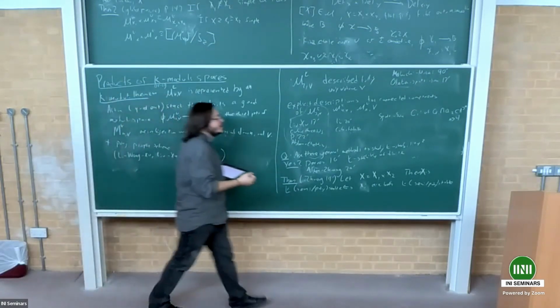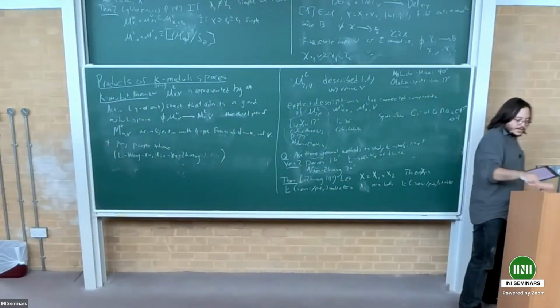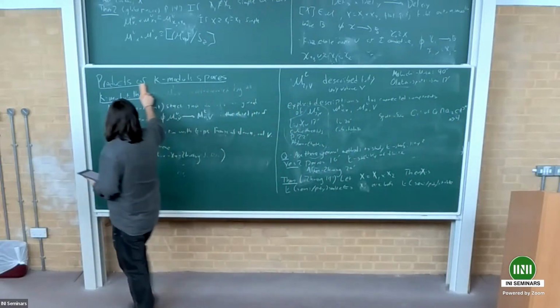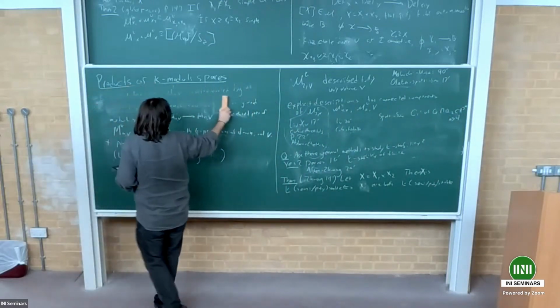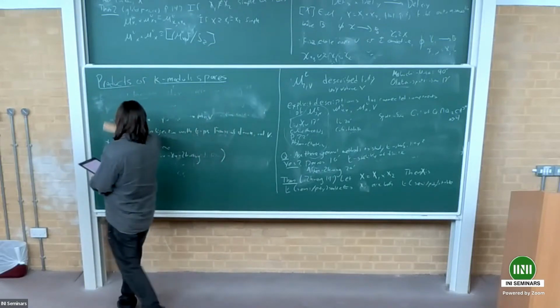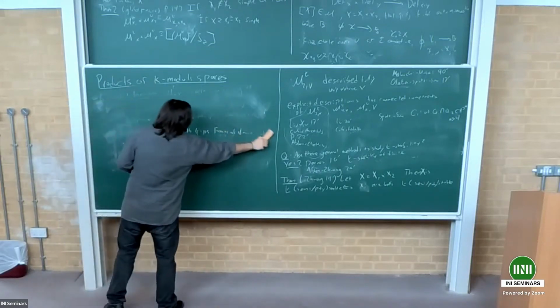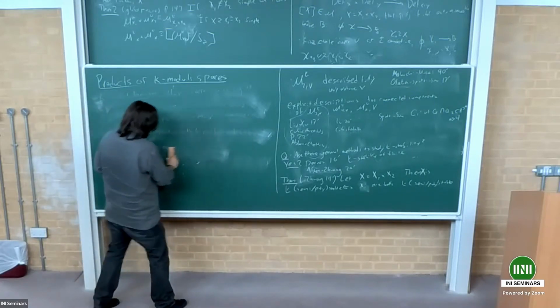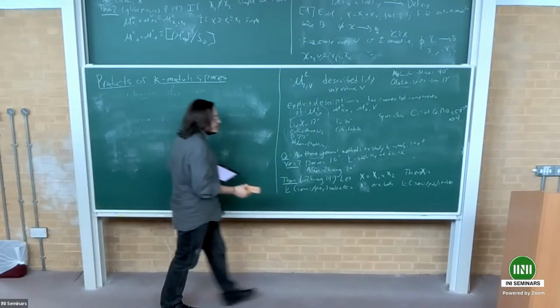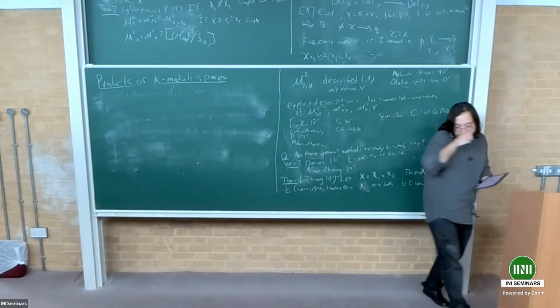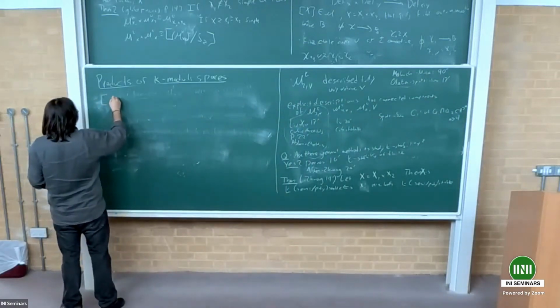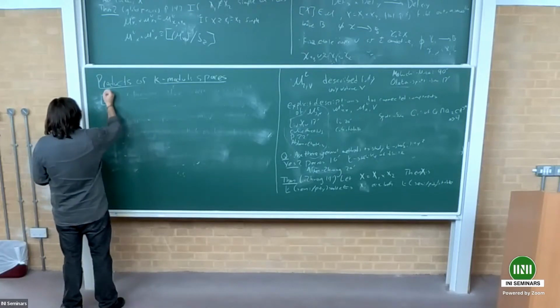Immediately, I know that every K-polystable degeneration has to be a product, and by properness, I know the K-semistable ones have to be products as well. And the key thing about the non-reduced structure is that I know the local structure of this K-moduli stack, which will look like this.